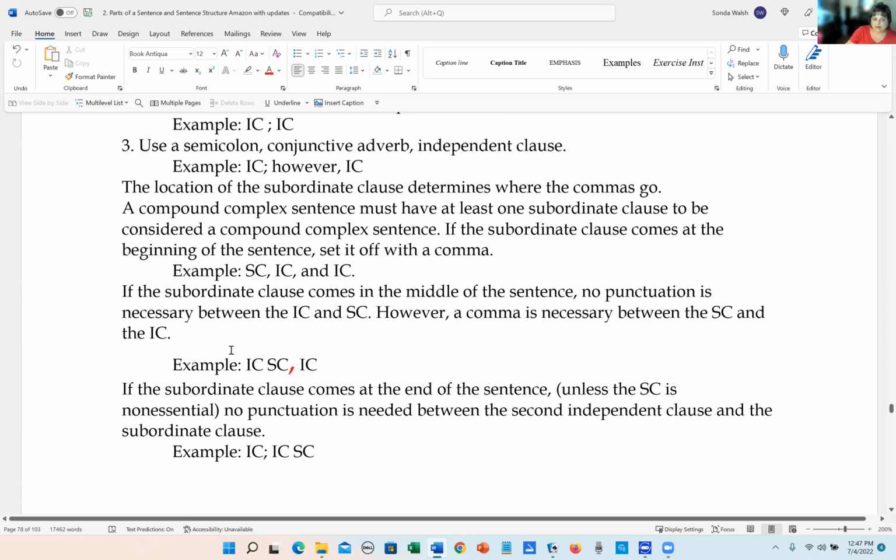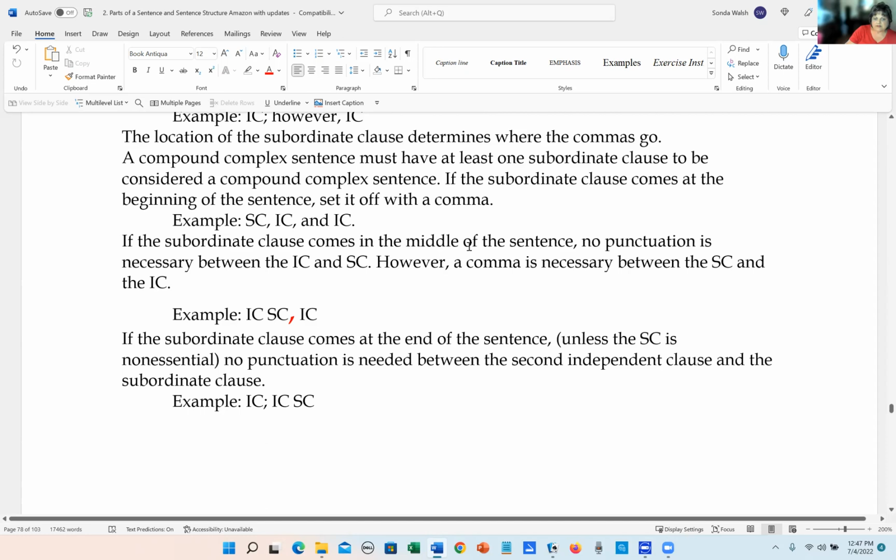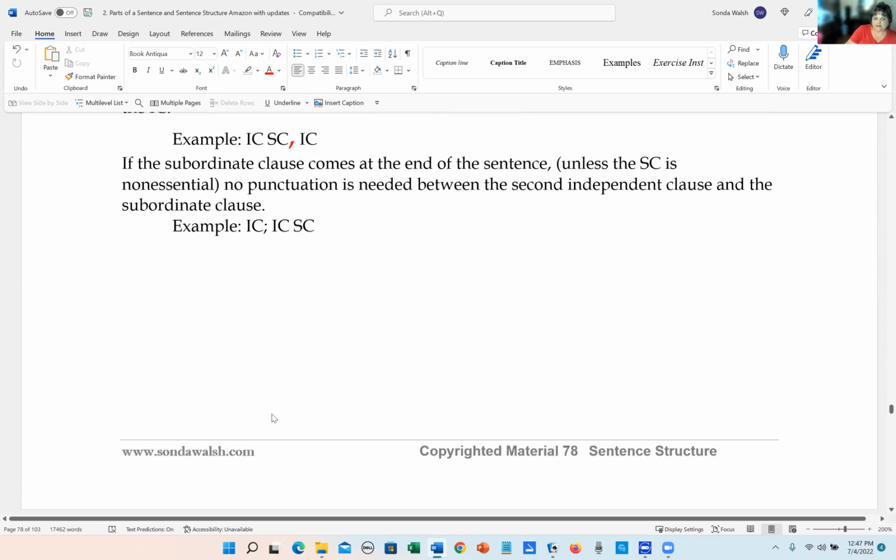So here we go. If the subordinate clause comes in the middle of the sentence, no punctuation is usually necessary between the independent and the subordinate clause, but there is a comma necessary between the subordinate clause and the independent clause. And if the subordinate clause comes at the end of the sentence, you punctuate the two independent clauses however is appropriate, with one of those three ways, and then you leave the subordinate clause alone, unless it is a non-essential clause.